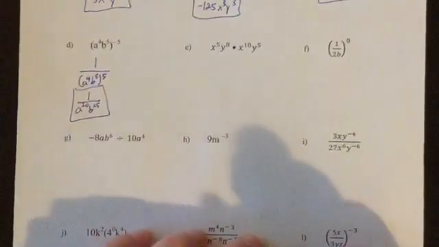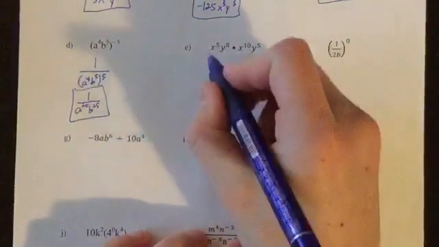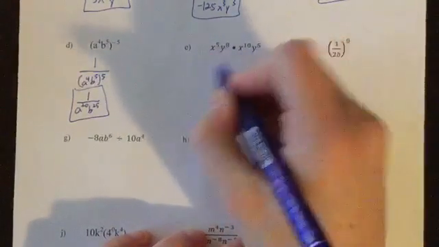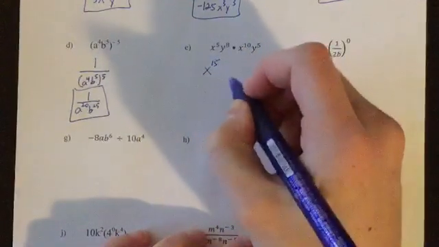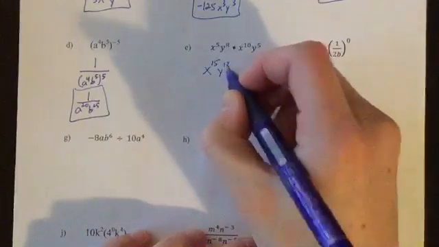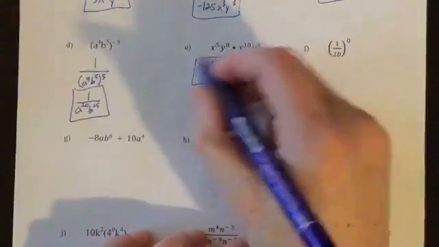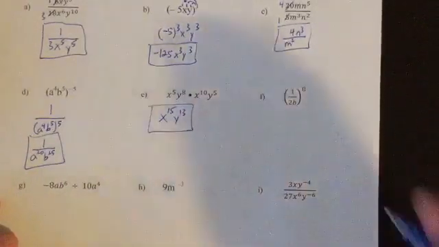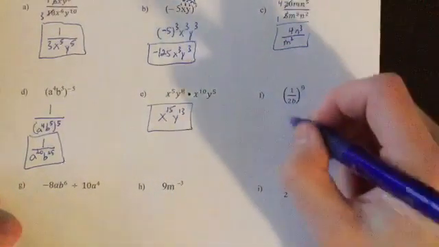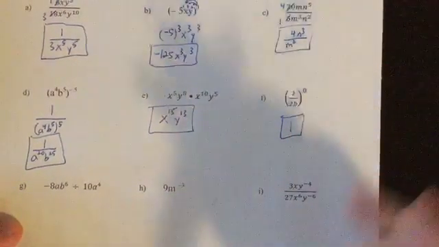Okay. E, we're multiplying with same bases. X to the 5th times x to the 10th, x to the 15th, y to the 8th times y to the 5th, y to the 13th. Remember, multiplying with same bases, keep the base, add the exponents. F, 1 over 2b to the 0 power, whole thing is the base, so whole thing becomes 1.